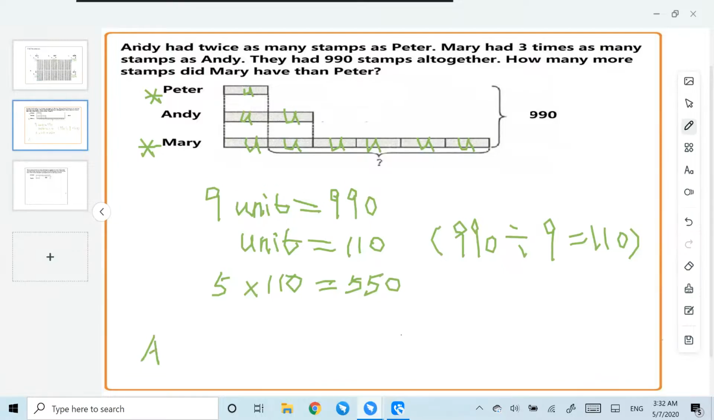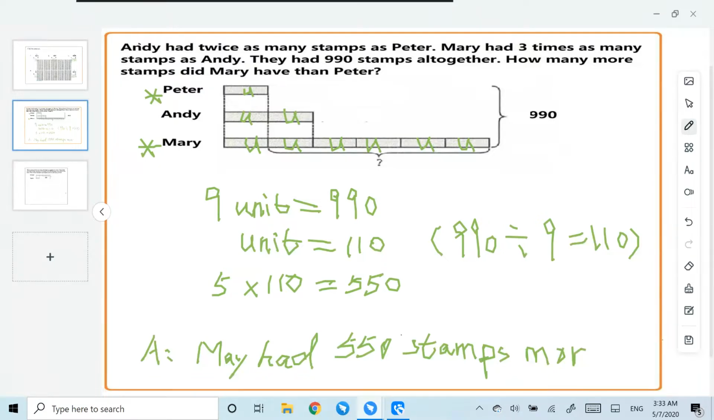Now we can write the answer. The answer? Mary had 550 stamps more. Okay, clear? Next one.